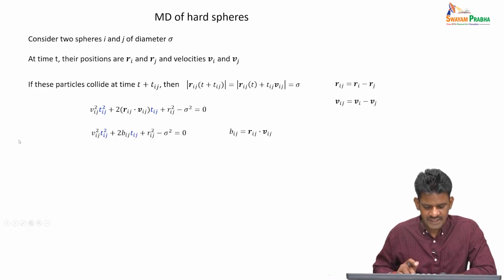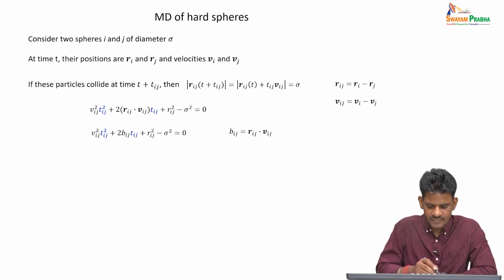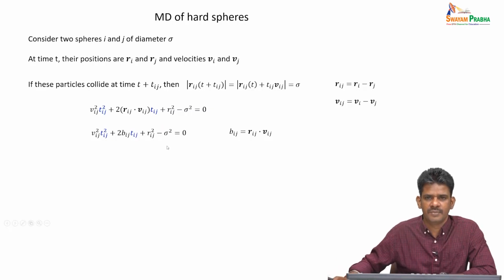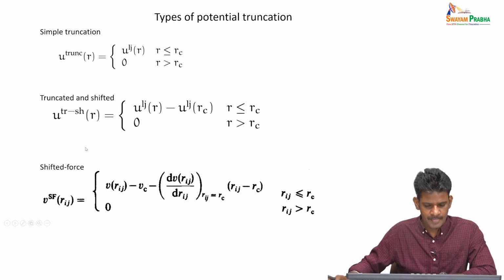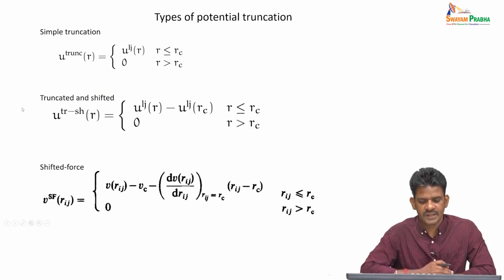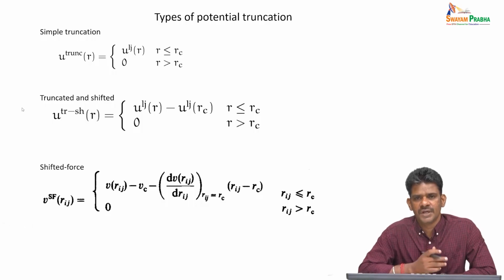So, that is pretty much what I said here. Basically, you look at the condition for collision, and then you update the position and momenta by ensuring conservation of momentum and energy. Then we moved on to some practical aspects of handling potential truncation.